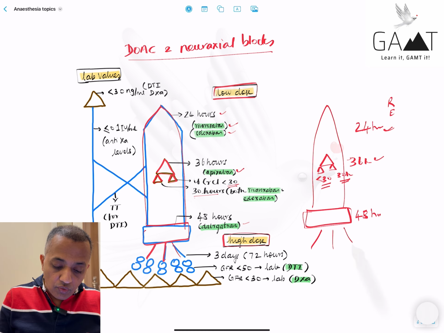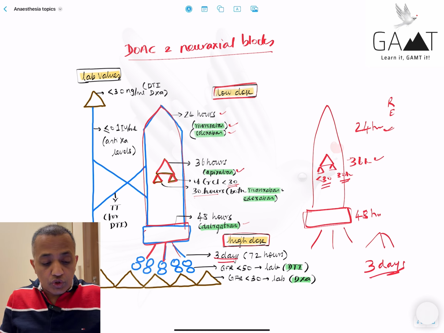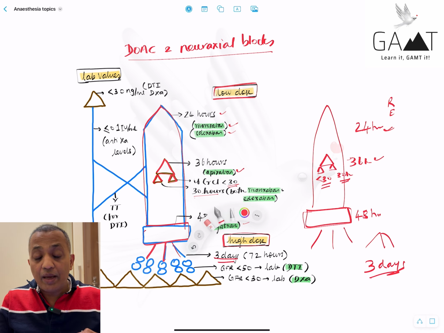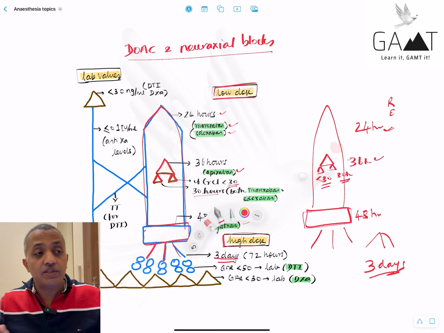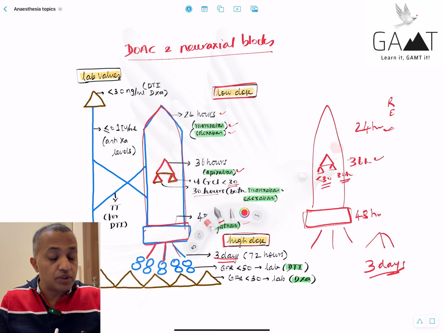So the fire coming out of the rocket resembles the letter 3, stands for 3 days. So it's 72 hours. So 3 days. You need to wait for 3 days. If somebody is on high dose, whether they're on rivaroxaban, edoxaban, or dabigatran, or apixaban, any of these agents, whether it's 10A inhibitors or direct thrombin inhibitors, you need to wait for 3 days. 72 hours, the minimum period.